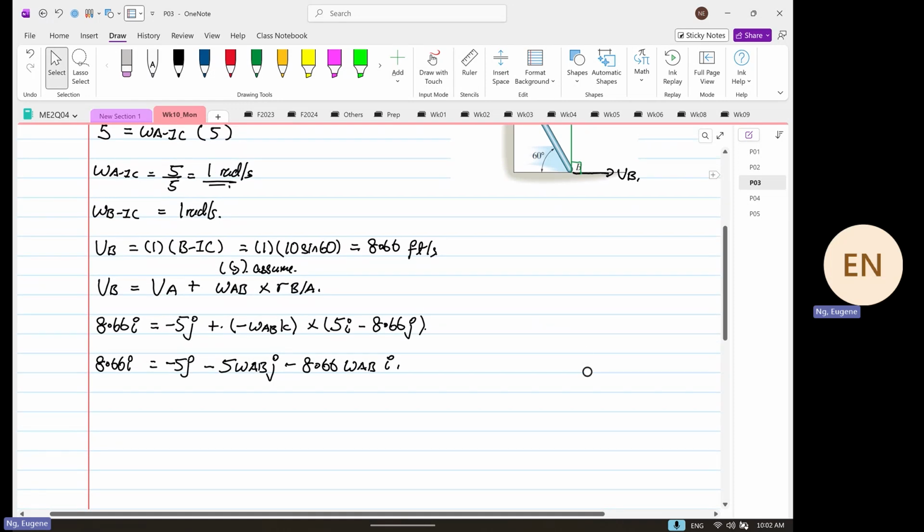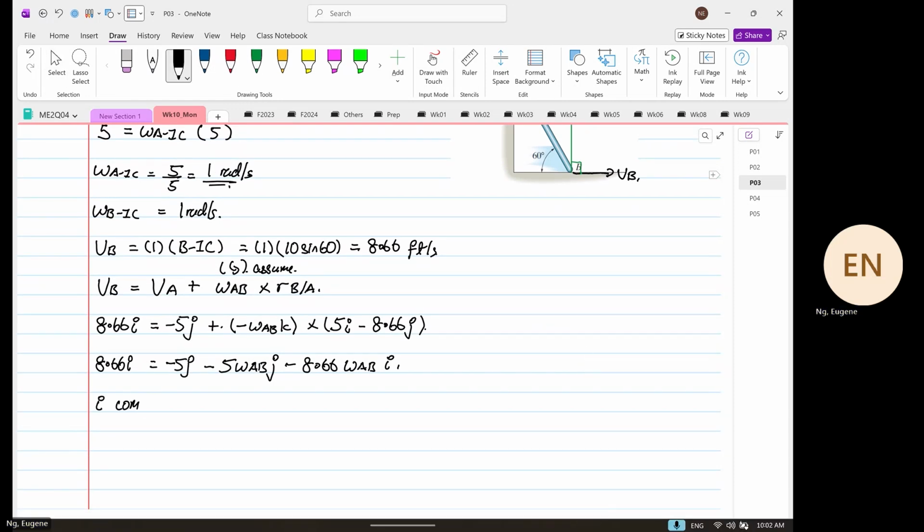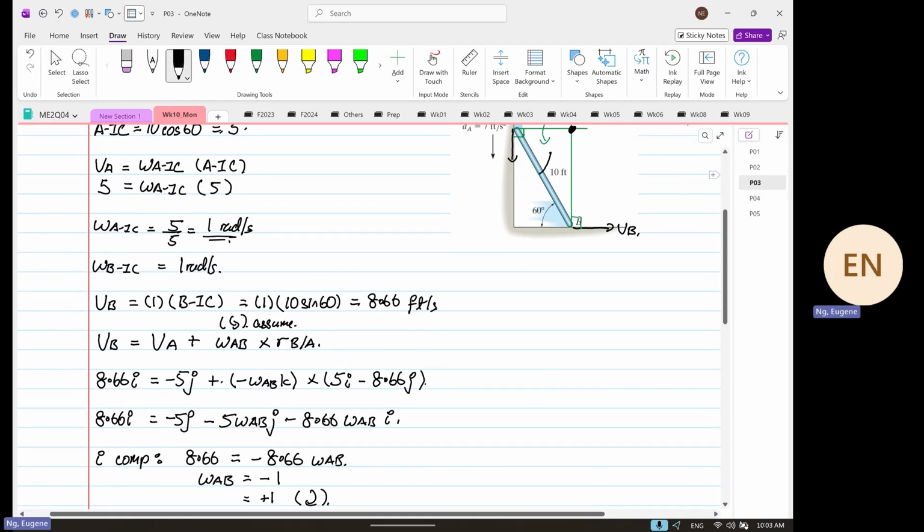So now if we equate the i component, we have 8.66, and this will be equal to minus 8.66 omega AB. So from here we know that omega AB is equal to minus 1. So minus 1 means to make it positive 1, it has to be in this direction. So the assumed direction is wrong, so this is the right direction.